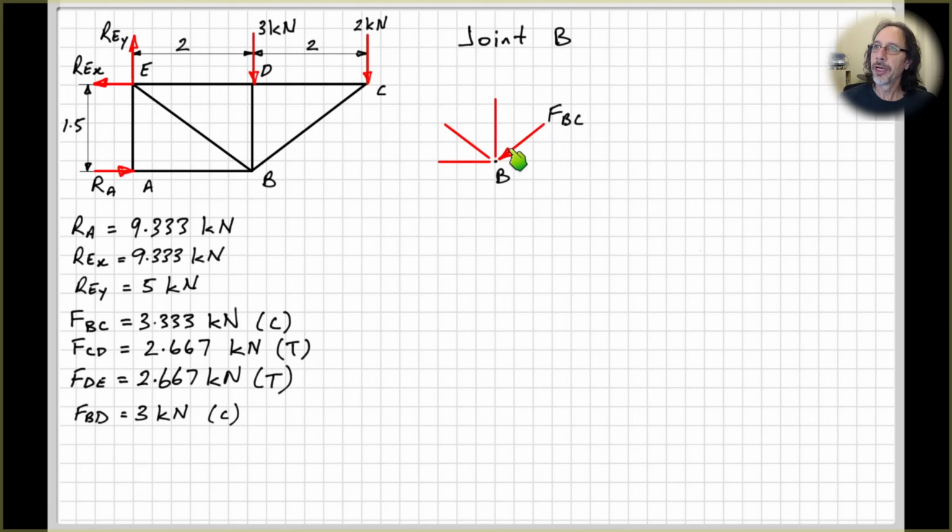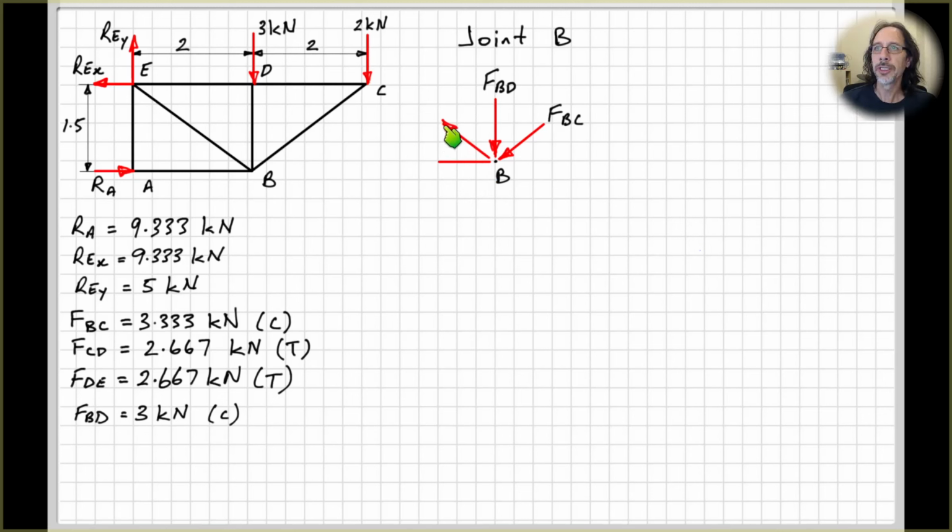Here we've got our force FBC acting into the joint, and it must be equal and opposite to what we had on our free body diagram of joint C. FBD we also found was in compression, so that's also pushing into the joint, or the joint pushes back upwards onto the end of the member BD. So now we have our 2 unknowns here, force in member BE and force in member AB.